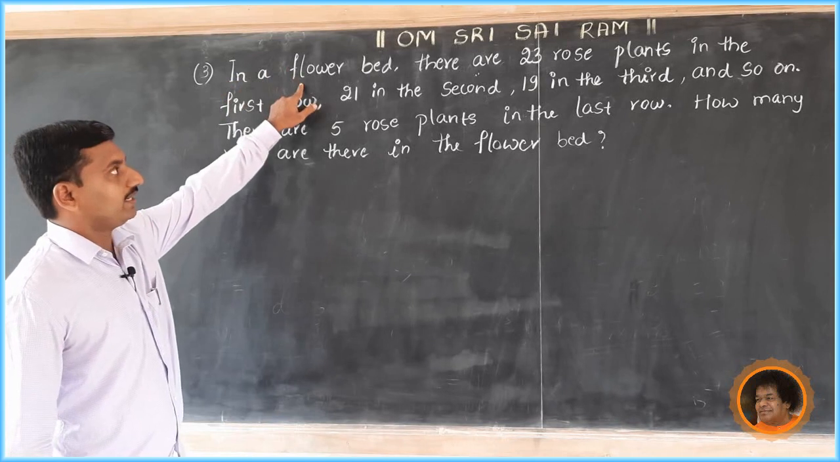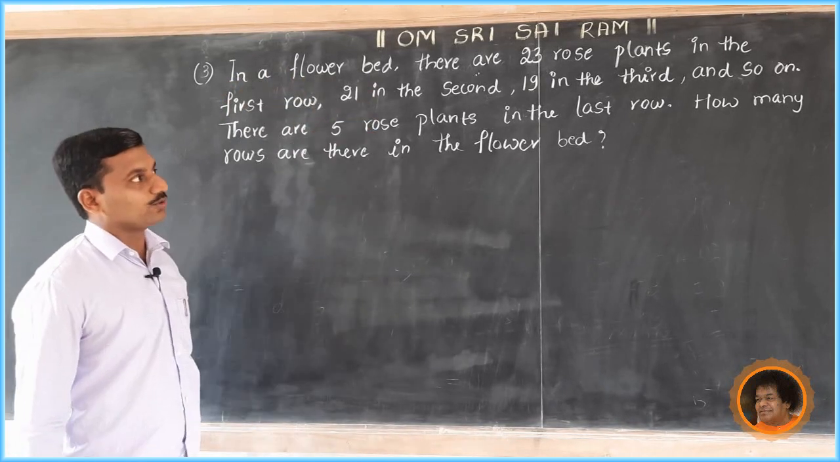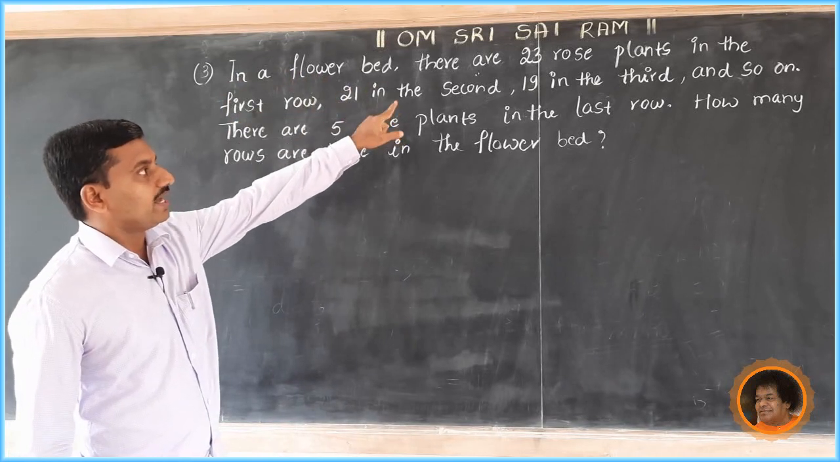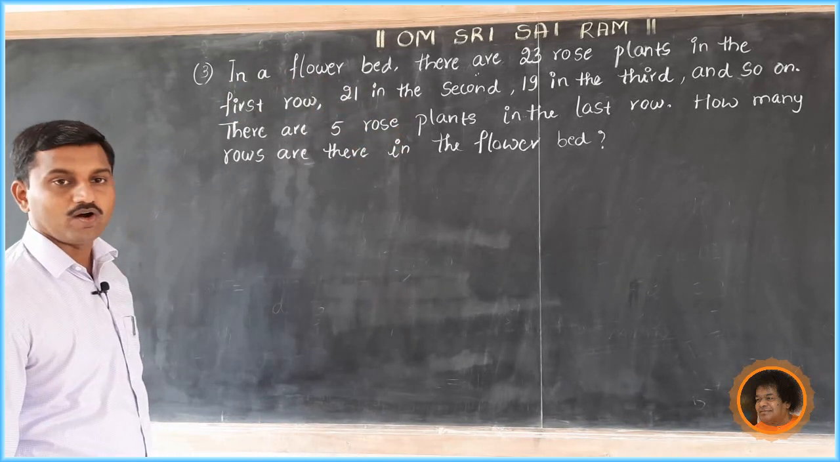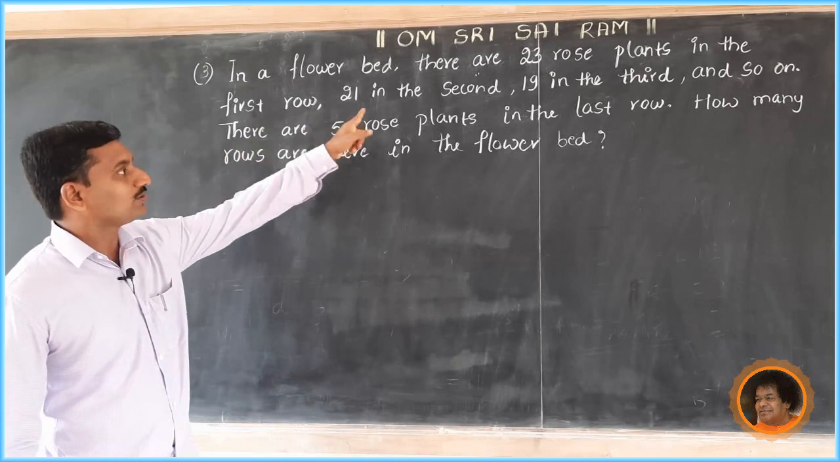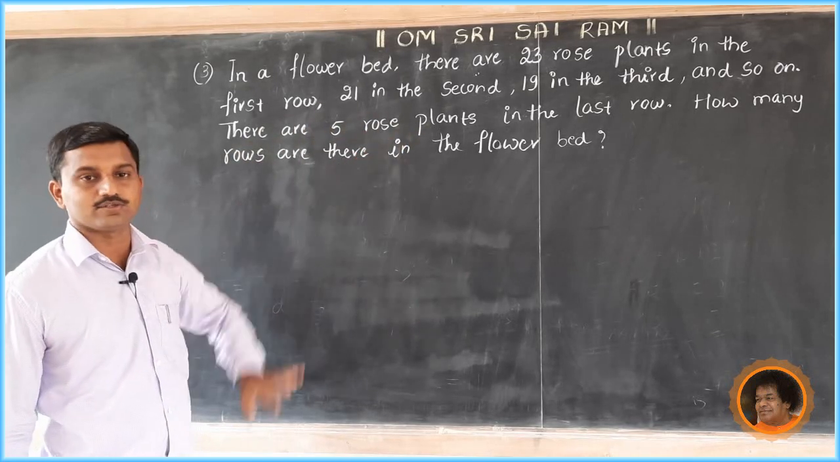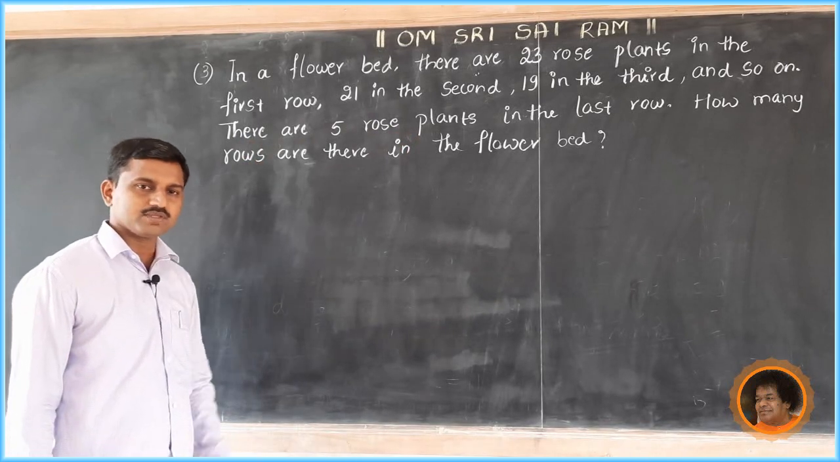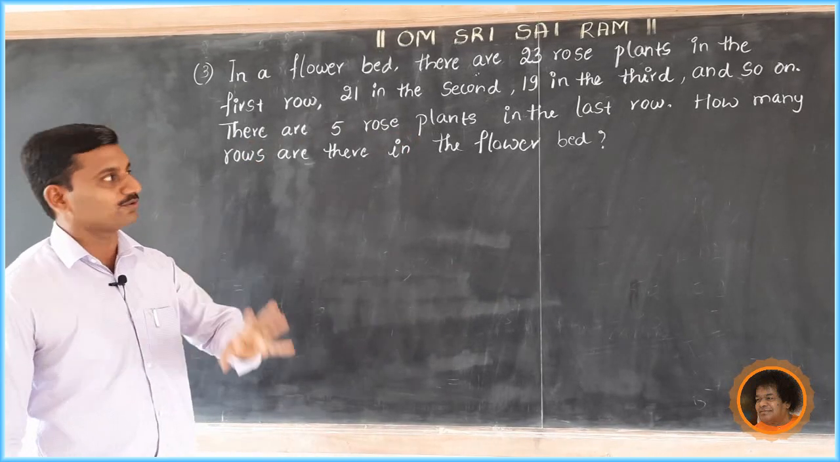In a flower bed, there are 23 rose plants in the first row, 21 in the second, 19 in the third, and so on. There are 5 rose plants in the last row. How many rows are there in the flower bed? What is the question given? Understand the question correctly.